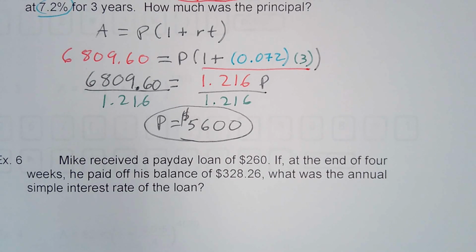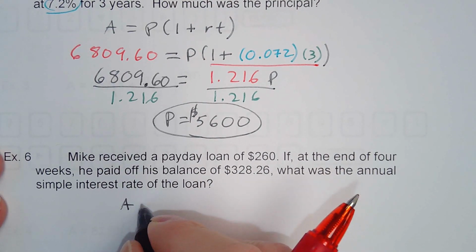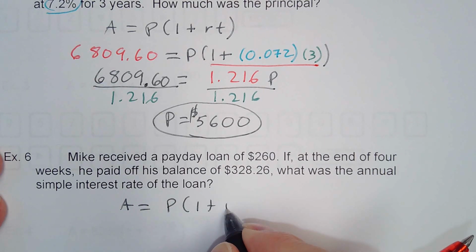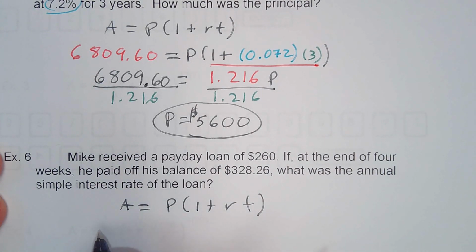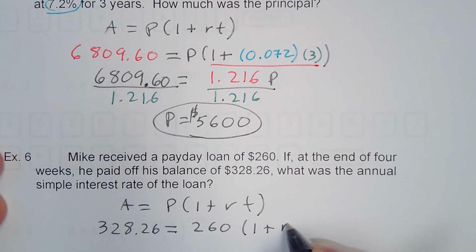All right, so let's do one more example. Mike received a payday loan of $260. If at the end of 4 weeks he paid off his balance of $328.26, what was his annual simple interest rate of the loan? So this is a lot like problem number 4 we just did. So our A value here is going to be $328.26. Our P value is $260. We don't know what R is.